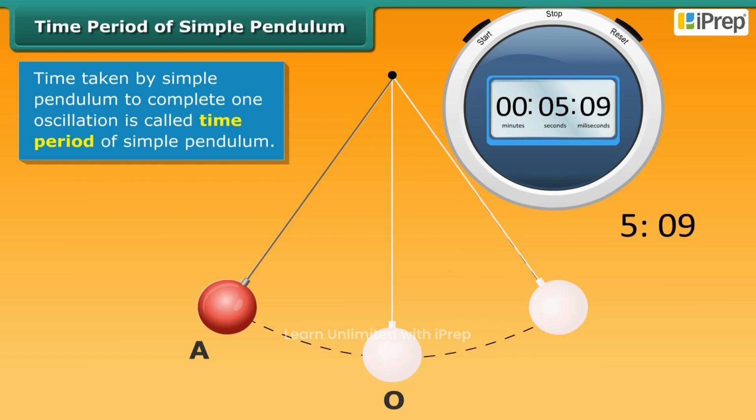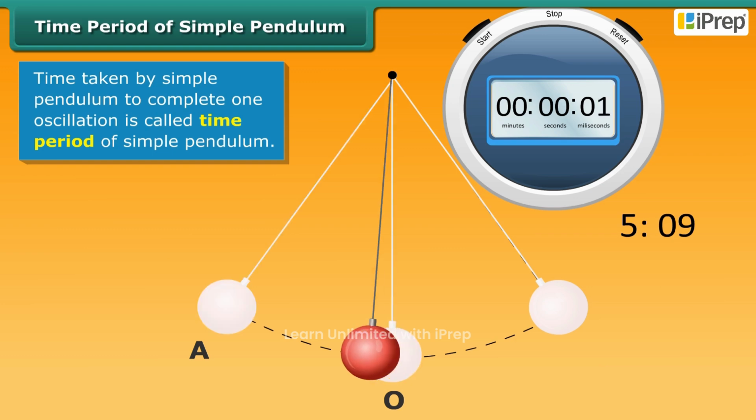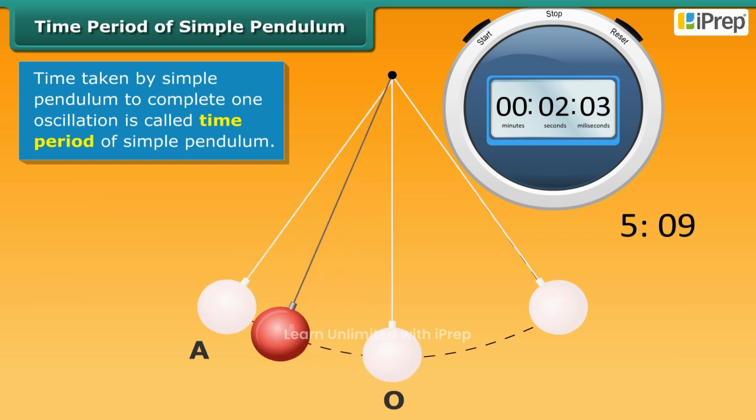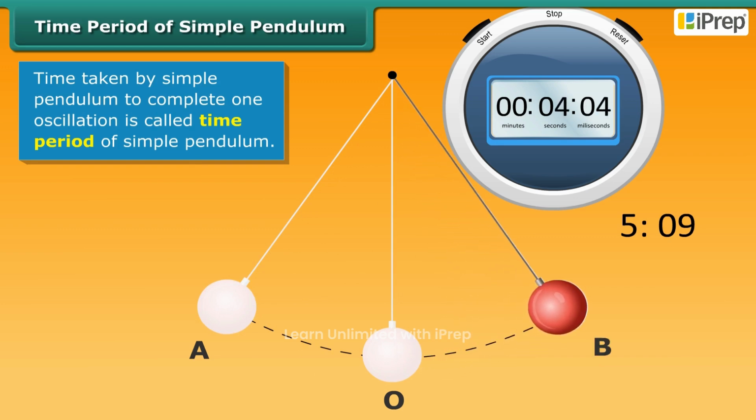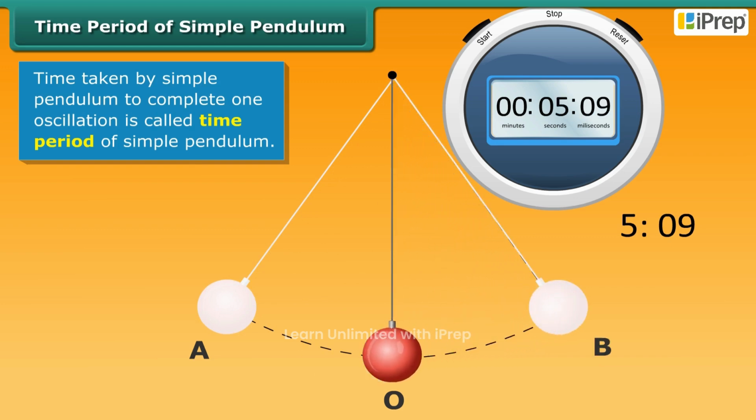Repeat the activity. This time, start from the equilibrium position O. Note the time taken by the pendulum to complete one complete oscillation from O to A to B, B to O. The time so recorded is the time period of simple pendulum.